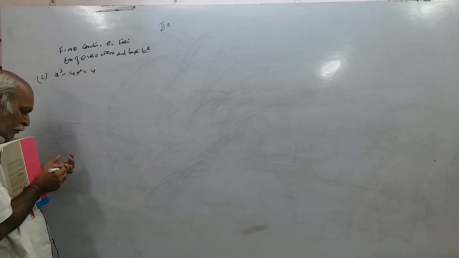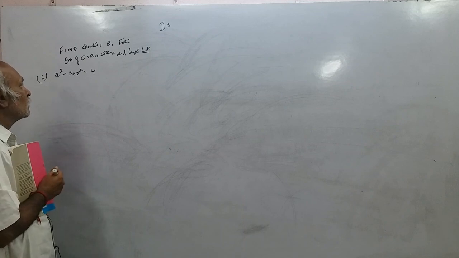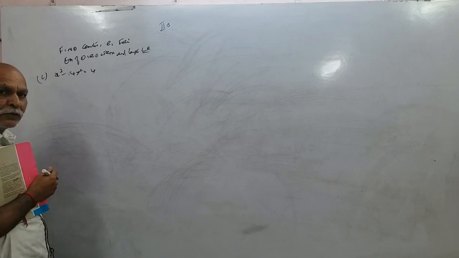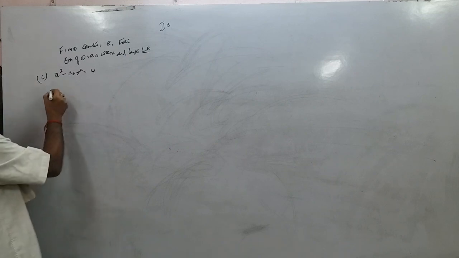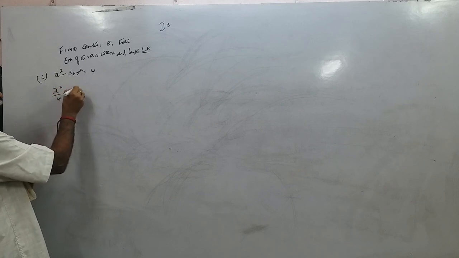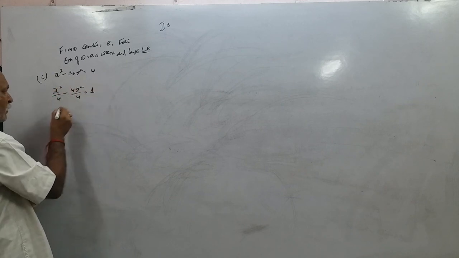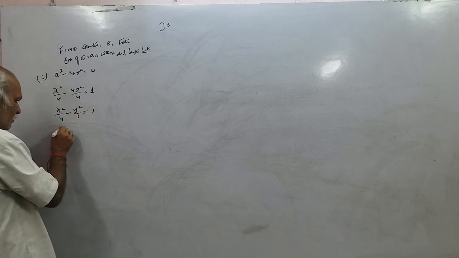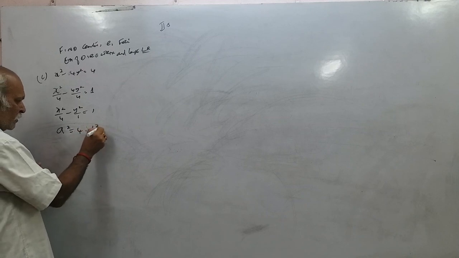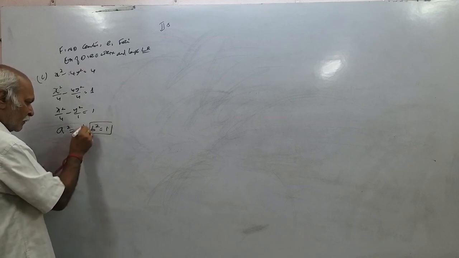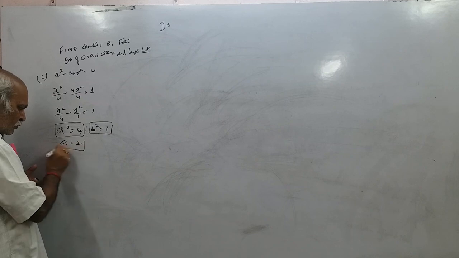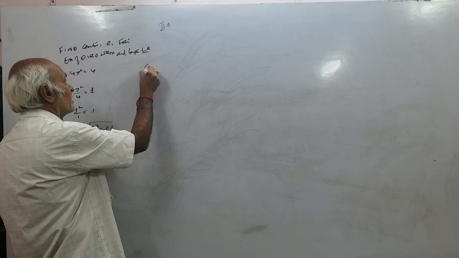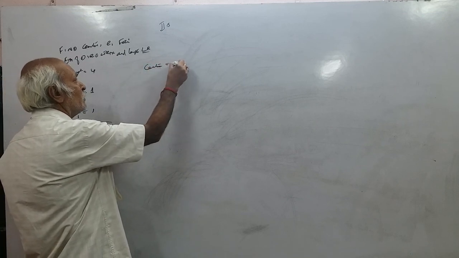x square minus 4y square is equal to 4. What is the problem? x square minus 4y square is equal to 4. Now first we will divide by 4, is equal to 1. So x square by 4 minus y square is equal to 1. What is the a square value? 4. b square value 1. Now what is the a value? 2. What is the b value? 1. Now first we have to find center, which is 0, 0.